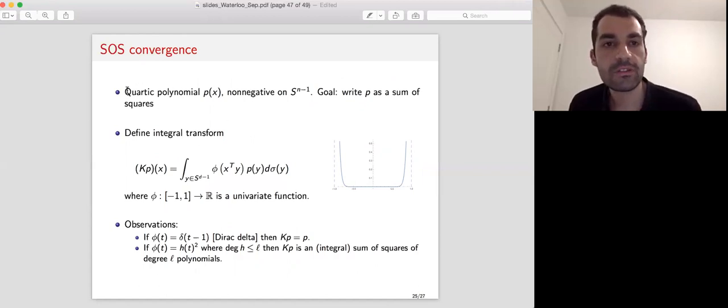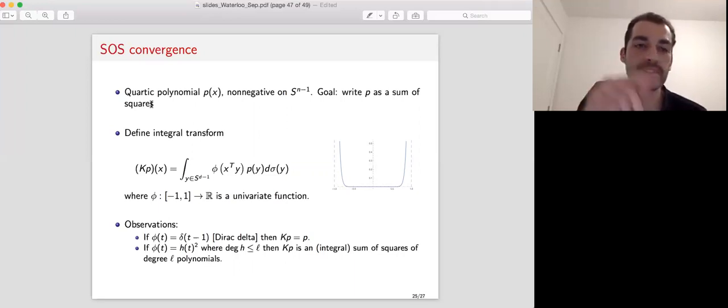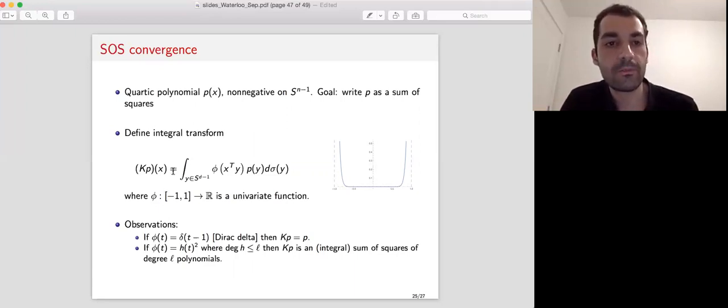So the setting is as follows. I take a quartic, so a polynomial of degree 4, let's say, and it's non-negative on the sphere. The goal is that I want to write p as a sum of squares. I know this is not going to be possible in general, but I hope that if I add a certain constant to p, then I will be able to do this. So the main idea to do this, and as I'm going to mention later on, this idea is not new.